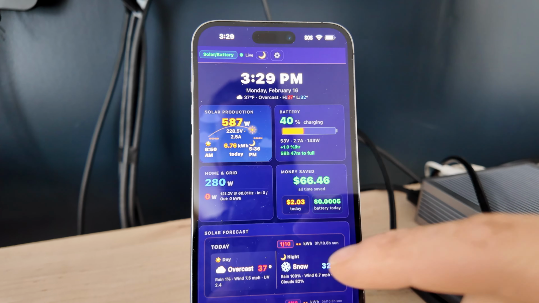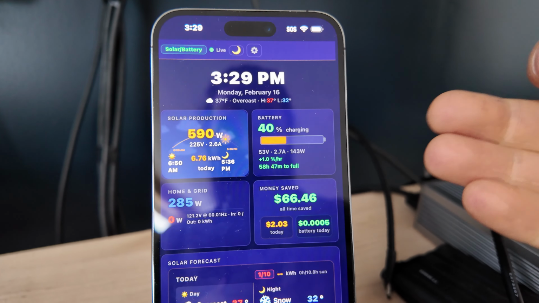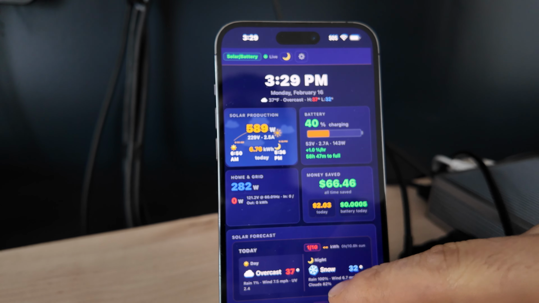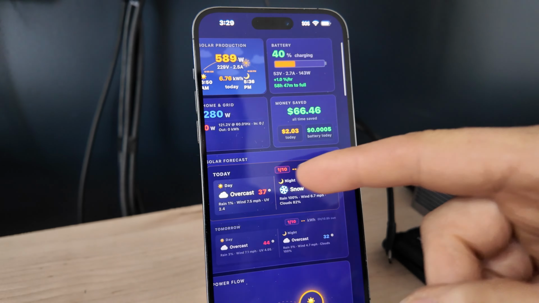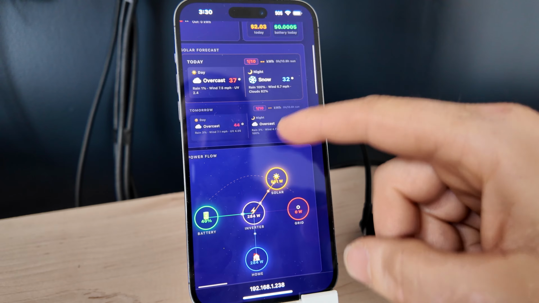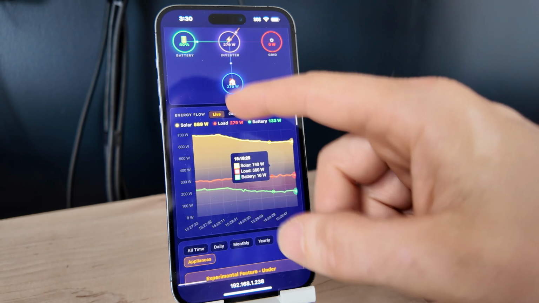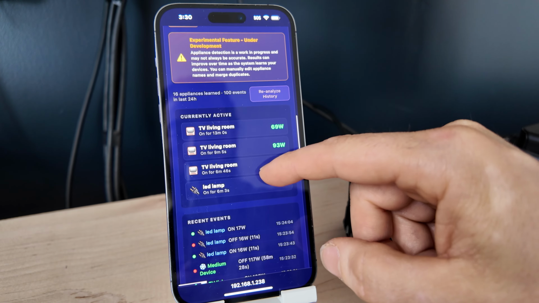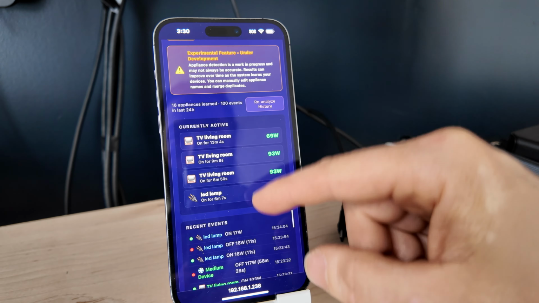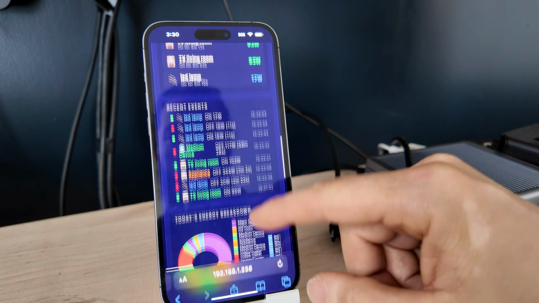other things. But it's got all your basic data: how much you're producing, state of charge of your battery, how much money it's saved, how much your house is using, forecast for day, night, and the next day, energy layout, charts, can kind of keep track of what loads are on currently, although that's a little experimental right now.